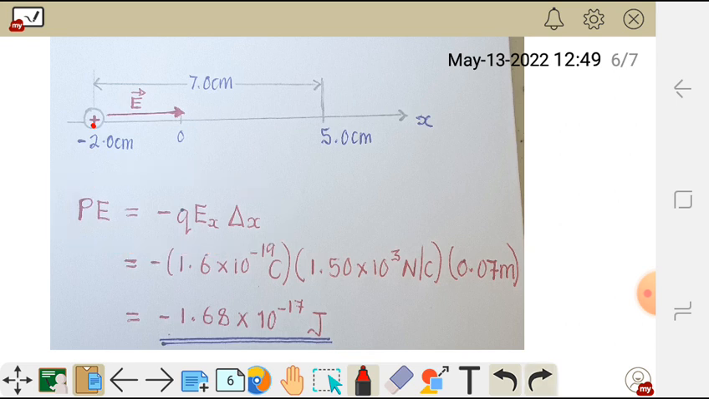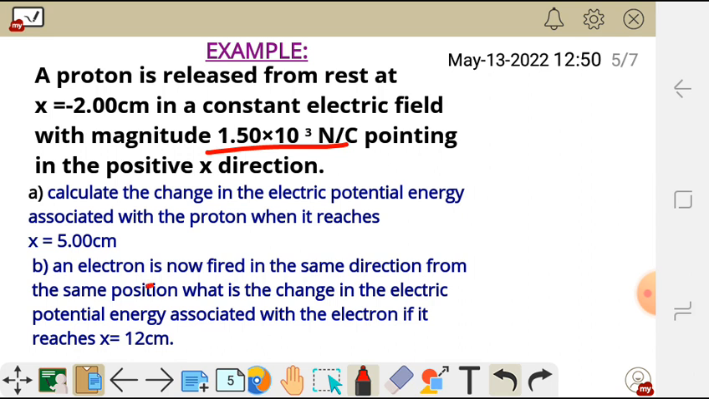So that is the potential energy. And B is saying an electron is now fired in the same direction from the same position. What is the change in electric potential energy associated with the electron if it reaches x equals 12 centimeters? So in the same way we have solved A, try to solve this one. In this case, use the charge for an electron and a distance of x equals 12 centimeters instead of 5 centimeters, and let me see your answer in the comment section.